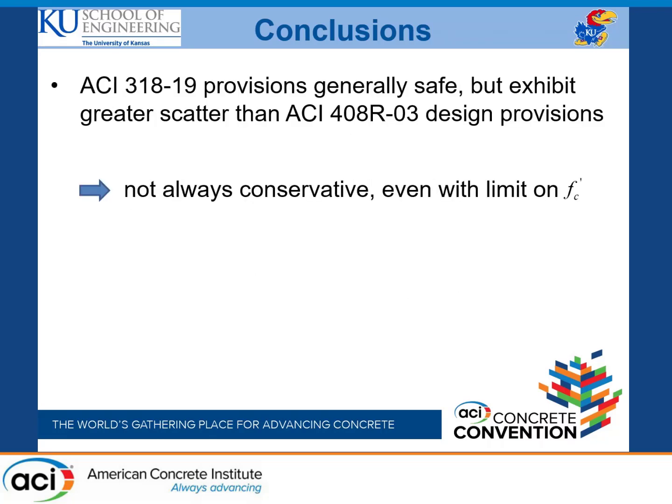ACI 318-19 provisions look generally safe, but exhibit greater scatter. And it is not always conservative, even with the limit of square root of f'c. As I said, we have a limit of square root of f'c to 100 psi, meaning 10 psi. Even if we use 16 psi, we cannot efficiently use that concrete strength.